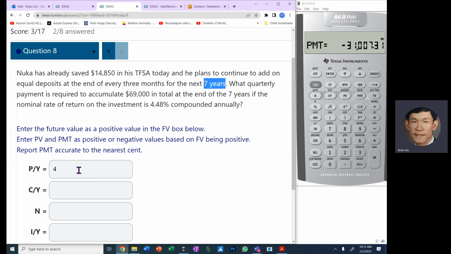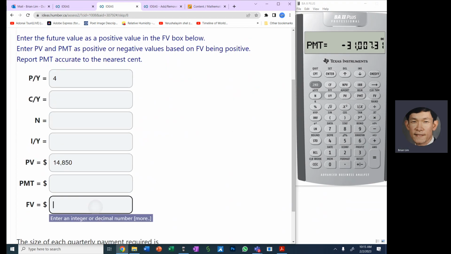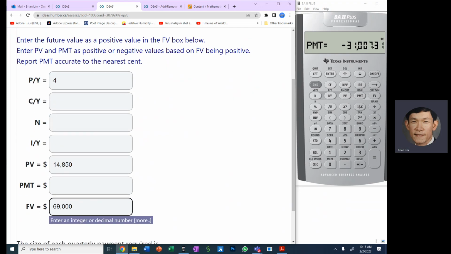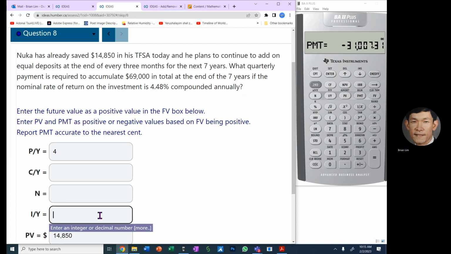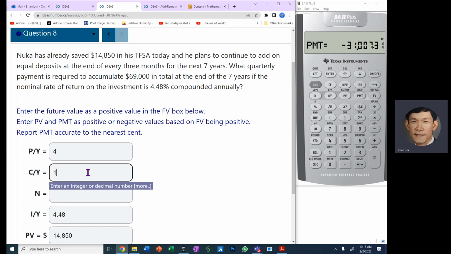So the quarterly payment, that is what we had before, is required to accumulate $69,000. So that is the accumulated value, or the future value. In total, accumulate $69,000 at the end of the 7 years, if the nominal rate of return on the investment is 4.48% compounded annually. So I/Y is 4.48, compounded annually, so C/Y should be 1.